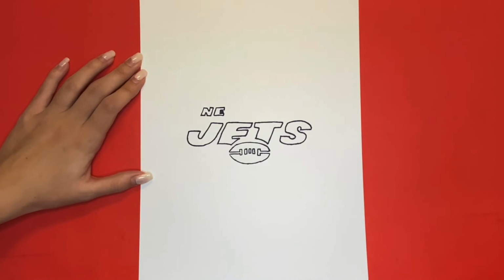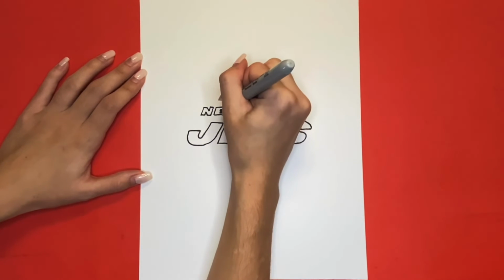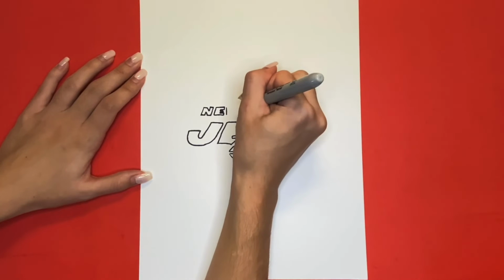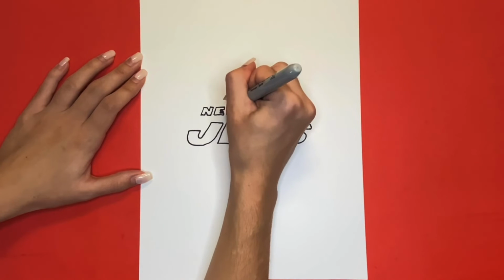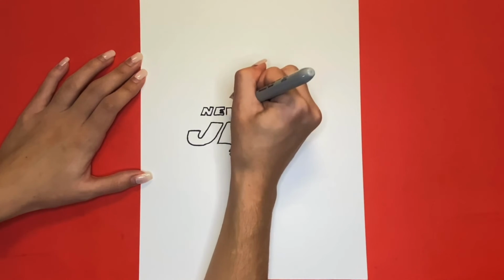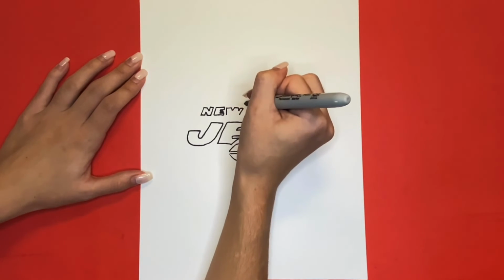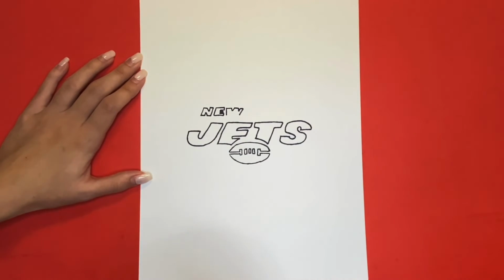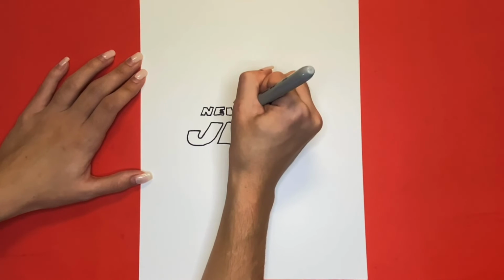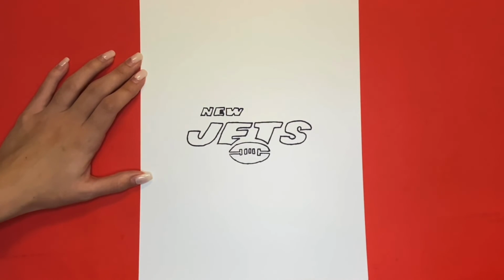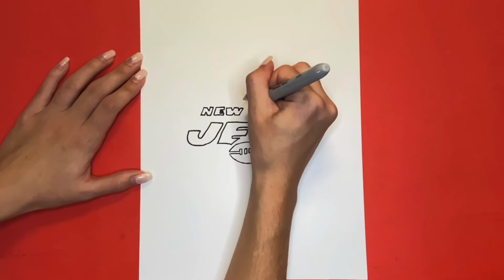Next we will draw a W. Awesome job! We're all done drawing the word new. Now we are going to leave a little bit of a space and then draw a Y.